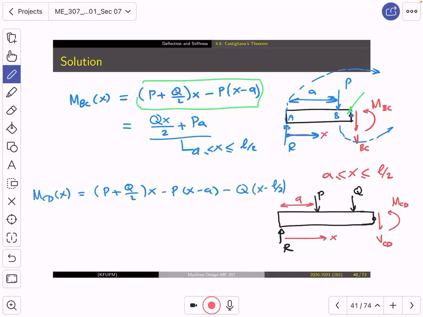That's it. The only new part is Q, and Q is active, it starts acting after a length, any length X minus L over 2. You understand that? So if you simplify, this is going to be Q times L over 2 minus X over 2 plus PA. This is the simplification of the equation.